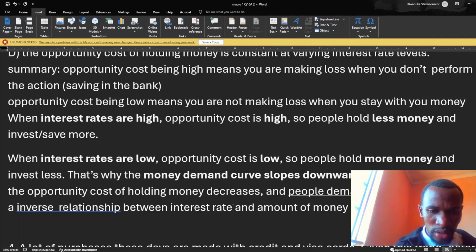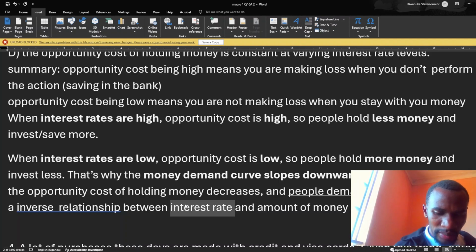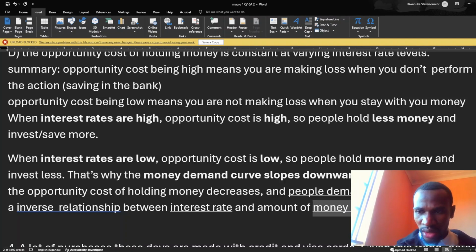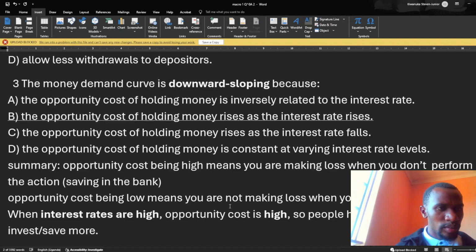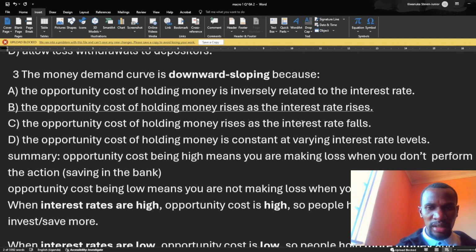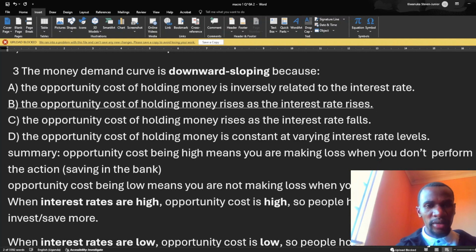We should know that the inverse relationship is between the interest rate and the demand for money. As interest rate falls, the opportunity cost also decreases. That would be the relationship between interest rate and opportunity cost. But the statement here is that the opportunity cost of holding money rises as the interest rate rises. This relationship is direct, not inversely proportional.